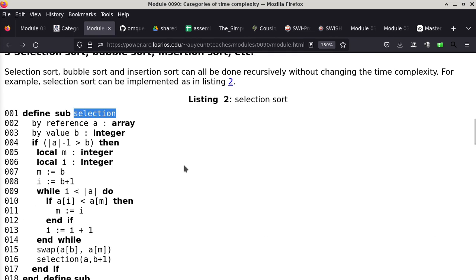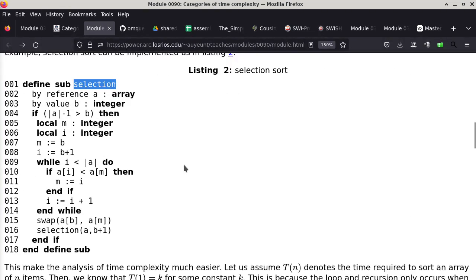Let me fit the entire algorithm on the screen and just explain what the parameters are and what it is doing. So we are passing by reference A as an array. So this is the array that this selection sort is supposed to sort. And then we also have b, which is the index starting at which we want to sort that portion of the array. So we are assuming the elements corresponding to indexes less than b are done already. Okay. So now we take a look at the algorithm itself.